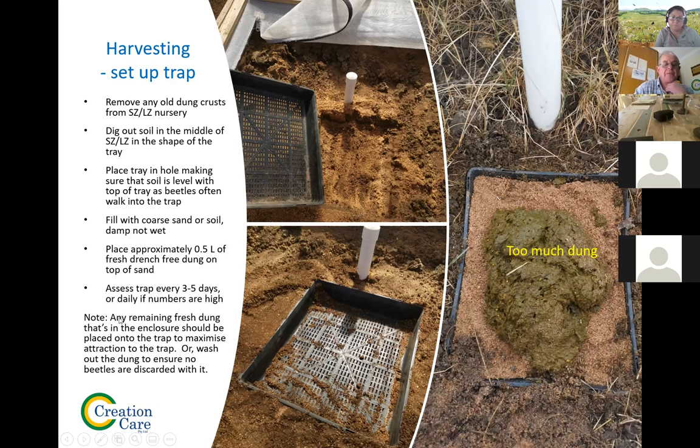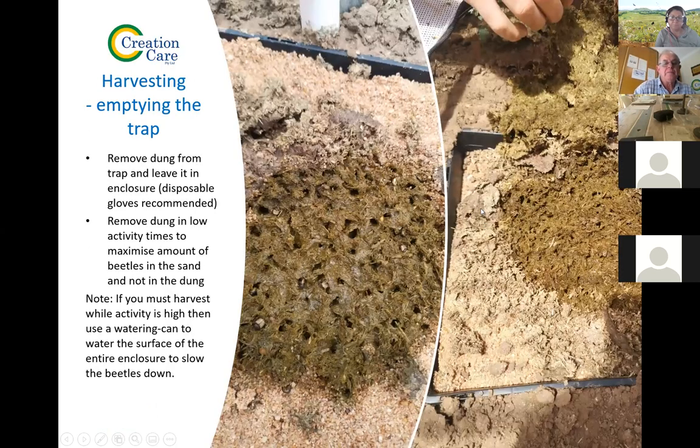Any remaining fresh dung that's in the enclosure should be placed on the trap. When you've set your trap, don't leave any other dung around there, because the beetles will go to that and work under that, and they won't go to your trap. So emptying the trap, basically the dung that's on top, you remove it. Here's some dung being removed, although it's fairly dry.